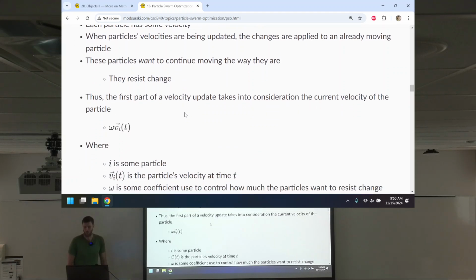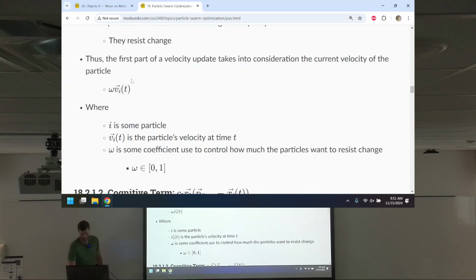So these particles want to continue moving the way they are. They resist change. So thus, the first part of the velocity update, we're talking about the particles being moved by their velocity, and the velocities are changing. How are the velocities changing? Well, here's how. The first part of the update for a velocity is its inertia term.